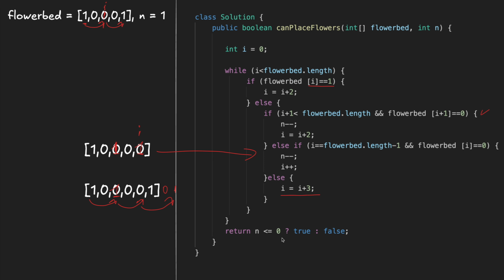And at the end, we are checking if our n is equal to 0 or less than 0, which means that we have planted all our flowers, and then we are returning true. Otherwise, we are returning false.